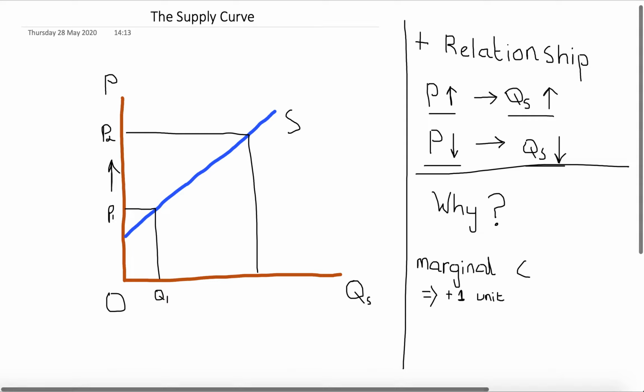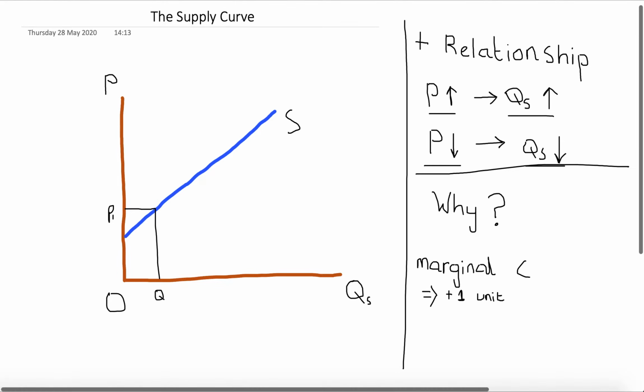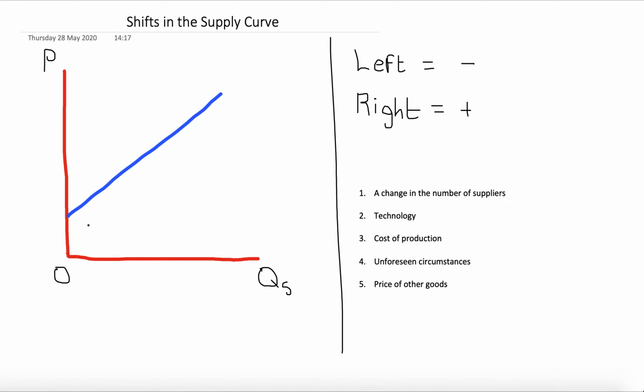So we've covered movements. This is a movement where a change in quantity is caused by a change in price. We looked at that with demand. We looked at it with supply now. And now we're going to look at shifts, okay? So a shift in the supply curve.